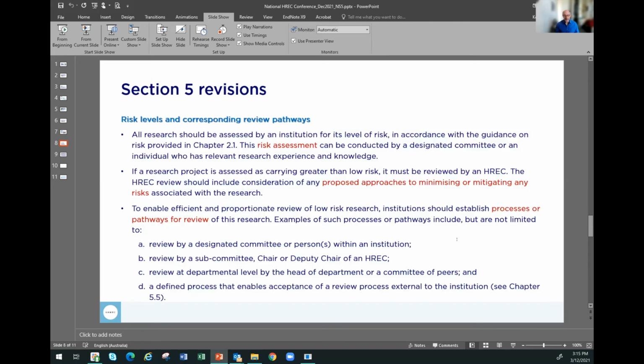So just to give you an example of how we've done the risk levels and corresponding review pathways. This is the actual language that we're proposing. I won't read it to you. And these slides will presumably be available, and you will see these as part of the next public consultation. But this is how we're approaching that particular issue. It's not that different than the way it was, other than the explicit reference to risk assessment as separate from review, and the reduction of greater than low, low, and negligible to simply greater than low and low.